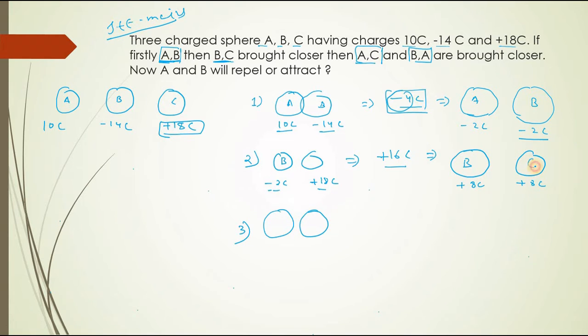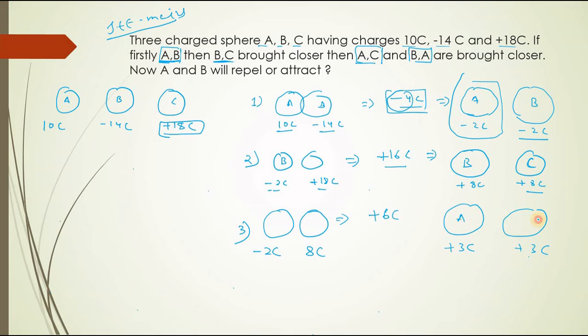Now in this case, you will consider this was A right now. So this will become minus 2C, and this is your C, which is having 8 coulomb of the charge. Again, same thing, the charge will become how much? Plus 6 coulomb of the charge will be there. They will distribute evenly and you will have positive 3, positive 3. This is A and C.